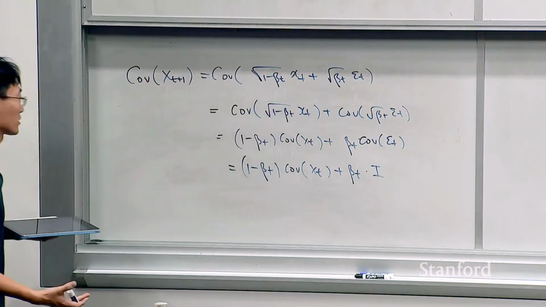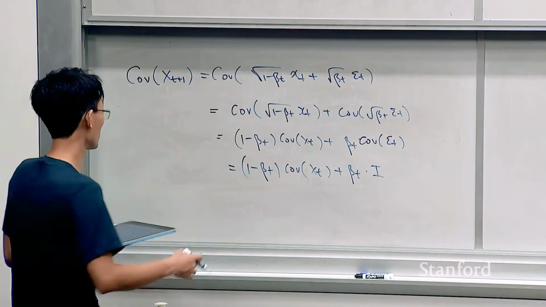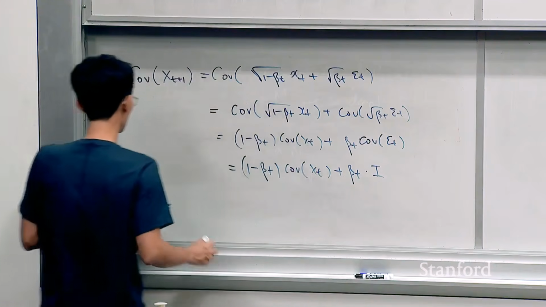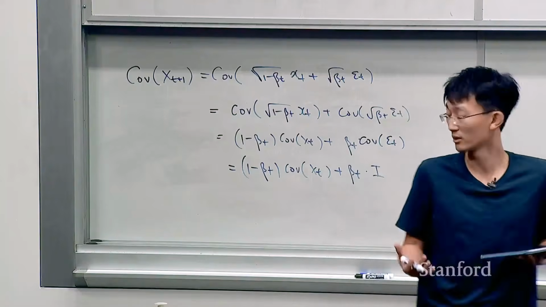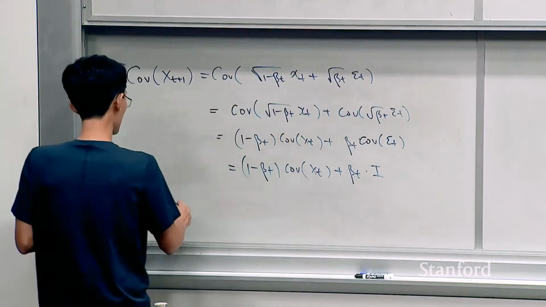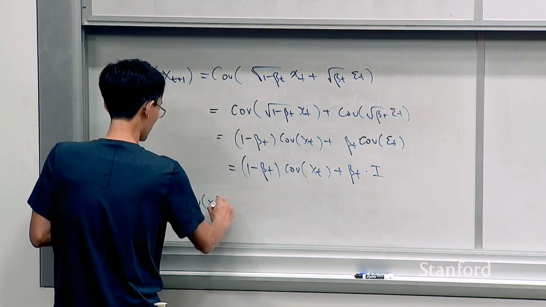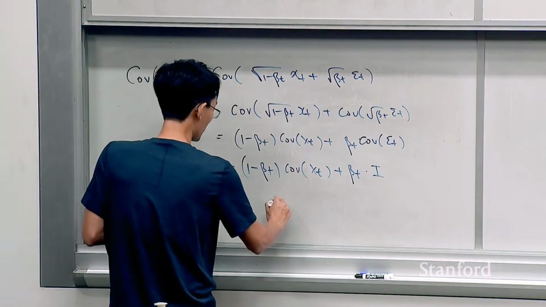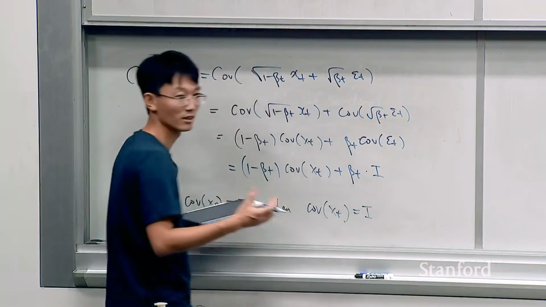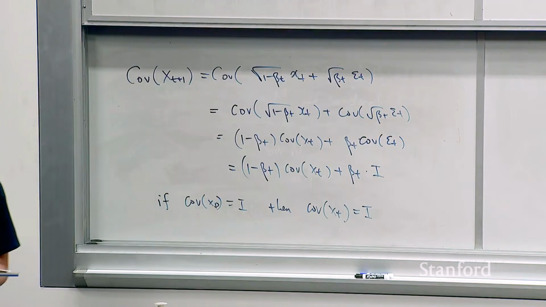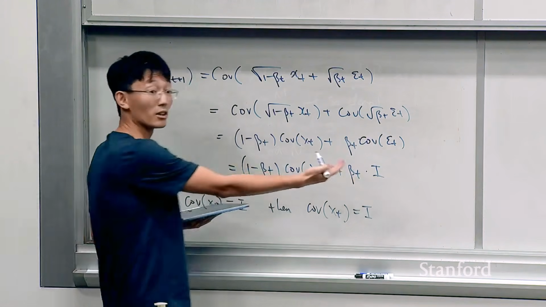So basically what I'm saying is that you are linearly interpolating. It's a linear combination of the previous covariance and identity. Maybe the easiest way to think about this is that if the covariance of x1, x0 is identity, then the covariance of all xt is identity, because you are not really changing anything. You are just maintaining the covariance. Every time you plug in identity here, you get identity out.